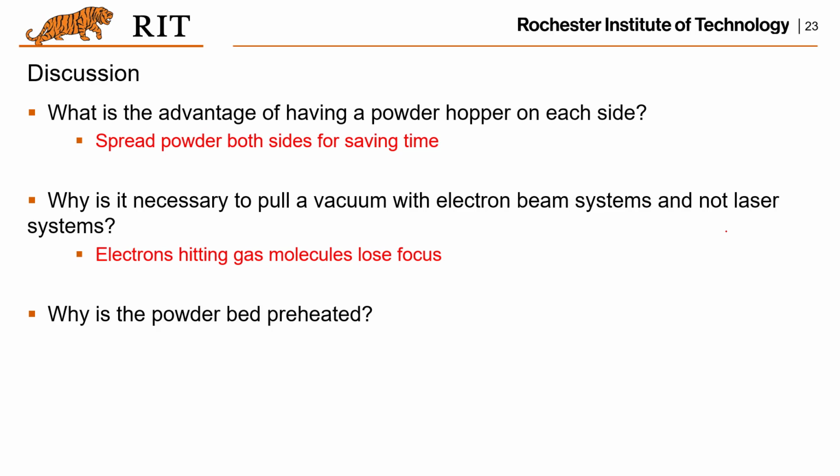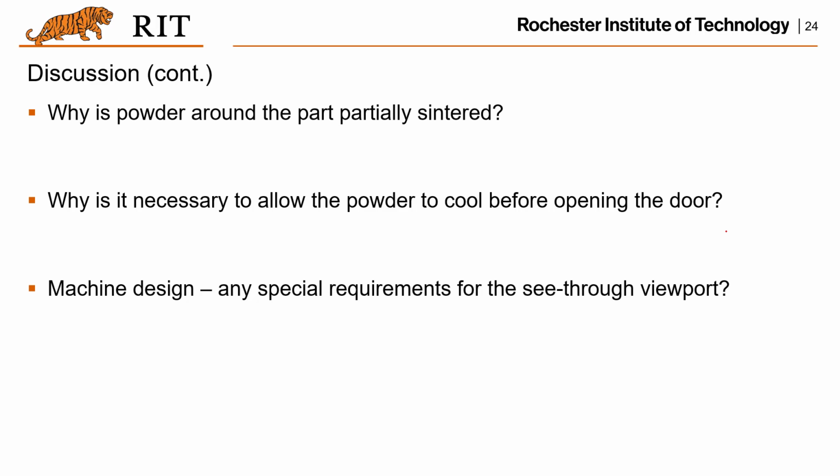And another question is why the powder bed is preheated. That is for reducing the thermal distortion or thermal stress in the material by heating up the powder bed. Another very interesting question is why the powder around the part is partially sintered. Because the sintered powder will conduct electricity better compared to the loose powder. So that's why the powder around the part will be sintered.